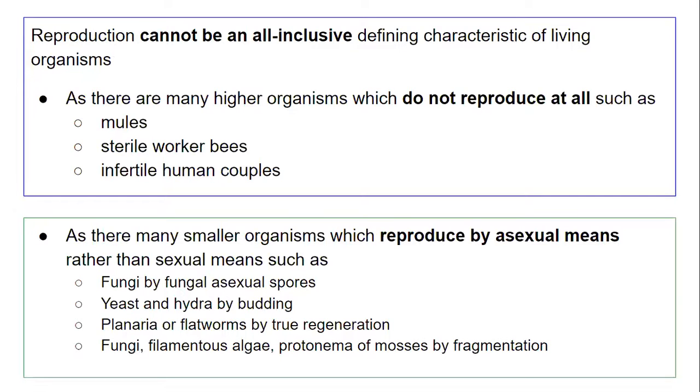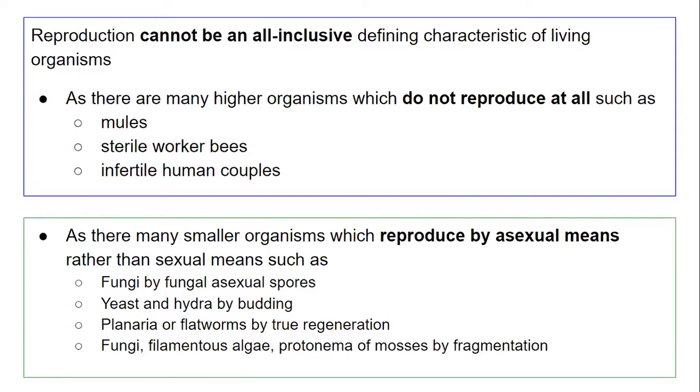Another point is that reproduction cannot be an all-inclusive defining characteristic of living organisms. Why? In higher organisms, reproduction can't happen all the time, because there are multicellular organisms in which reproduction is not happening. Either reproduction is not happening at all, or sexual reproduction is not happening, which means only asexual reproduction is happening. These are the examples.